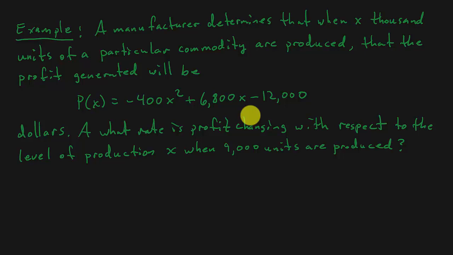Okay. So it says a manufacturer determines that when x thousand units of a particular commodity are produced, the profit generated will be this many dollars. At what rate is profit changing? Okay, so they want to know, how is the profit changing? And they want to know at what rate it is changing when 9,000 units are produced. So this is a rate of change. It's the change in the profit.